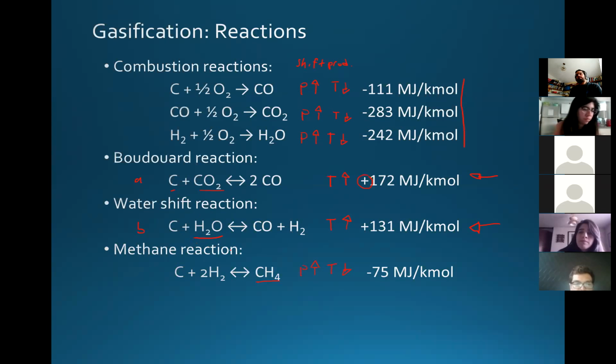Okay, so if we inverse reaction B, right? So we invert it, we're going to cancel carbons on both sides. We're going to cancel one molecule of CO, and we're going to obtain the hydrogen, right? So that's the first reaction.